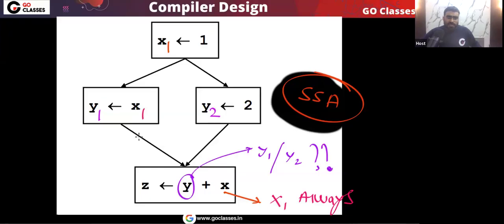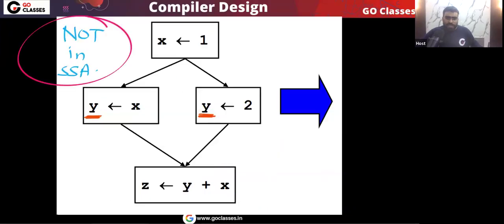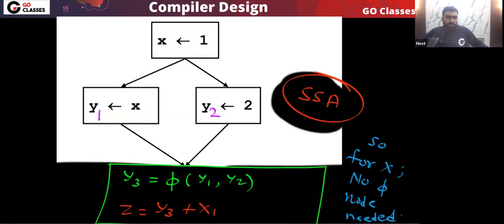Satyam is asking why X1. No problem, you can keep it X. Don't worry. Sorry for that. Because if you make it X1 everywhere, then it will be X1. But you can keep it X, no problem. Is this clear, Satyam? Basically, by this path or by this path, the same X is coming.